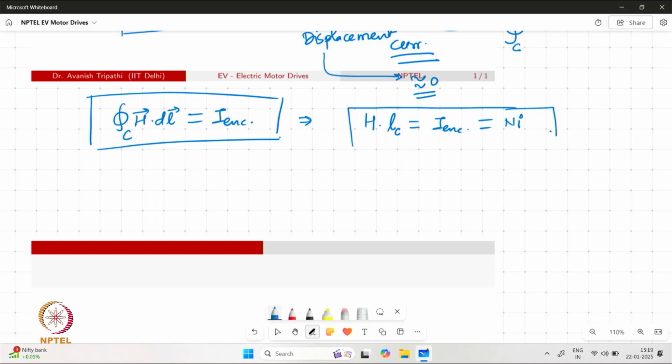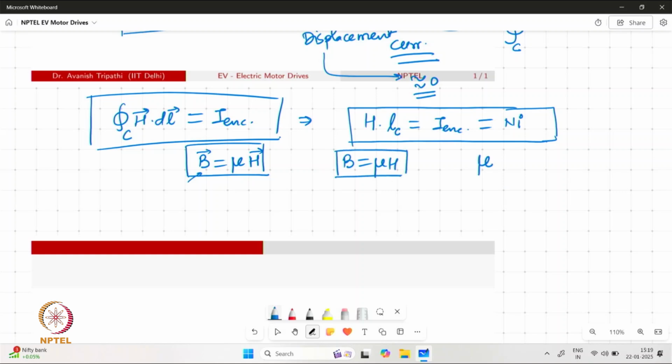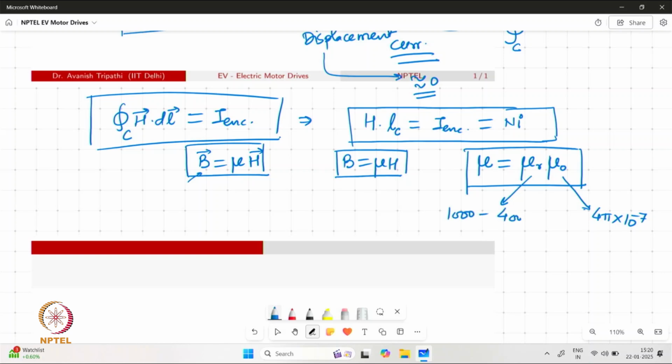Now there is one more equation which is basically correlating the magnetic field intensity and magnetic flux density through the property of the material, which is basically the fundamental equation B equals mu H. And because we are talking about quite uniform magnetic materials, we can take the scalar form of this equation. Here the permeability mu is basically the product of relative permeability and permeability of air. The value of mu 0, we are aware that it's 4 pi times 10 raised to the power minus 7, and mu r for the commonly available ferromagnetic material can vary anywhere from 1000 to 4000.